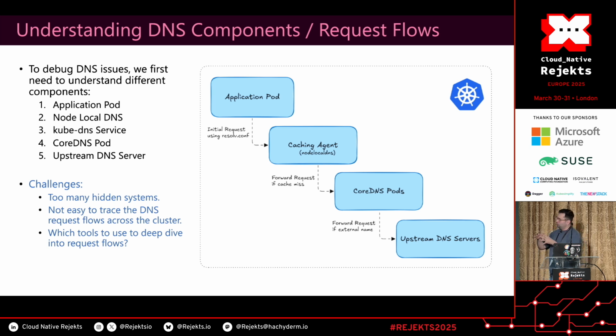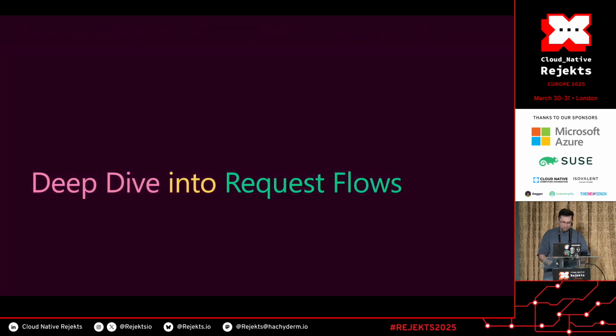The flow of the request already showcases the different challenges with DNS debugging. There are too many hidden systems. There are four to five components involved, and the request can fail at any one of them. It's not easy to trace DNS request flows across the cluster. You may ask which tool to use to deep dive into these request flows. We have tcpdump, which is great for deep diving into request flows, but it lacks cluster-wide aggregation and has no Kubernetes enrichment. So let's try to deep dive into these request flows.